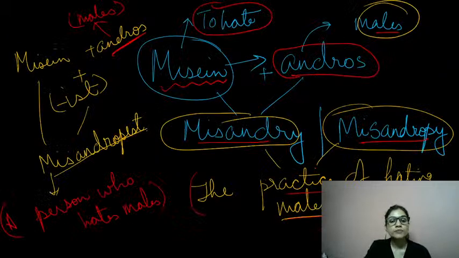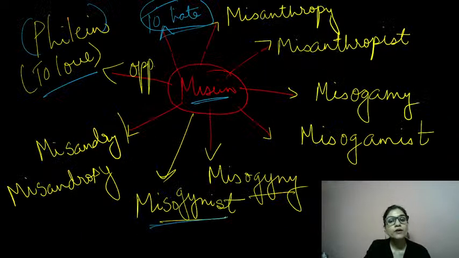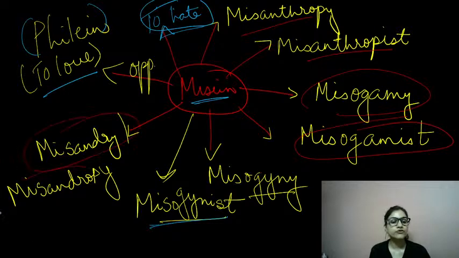And then we talked about andros or andropy. So andros refers to males. Misandry is a practice of hating males, and a misandrist is a person who hates males, right? So all these words we've done: misanthropy, misanthropist, misogyny, misogamy, misogamist, and misandry and misandrist, right? All these words we've done.